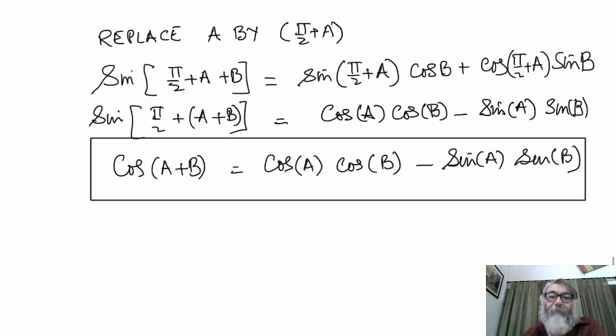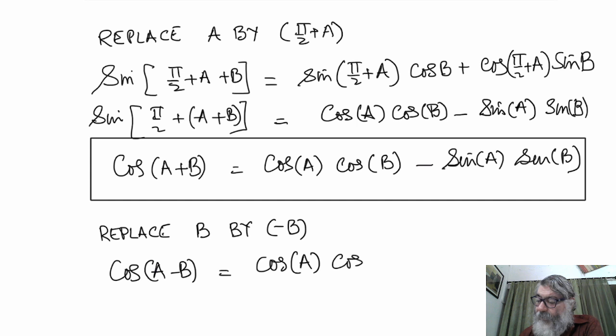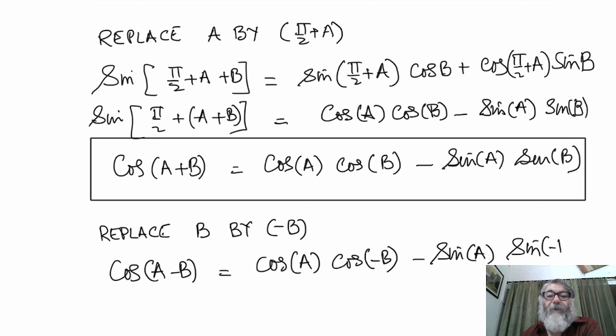Now replace B by minus B. So cos A minus B it will become, and where B is there we'll write minus B. Cos A cos minus B minus sin A and sin minus B.